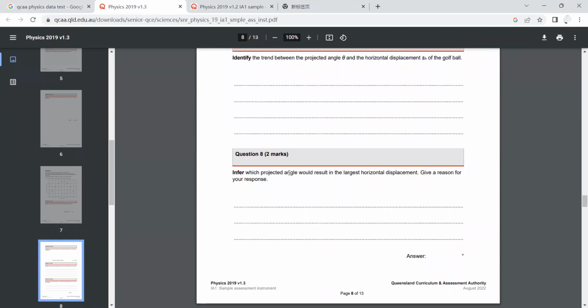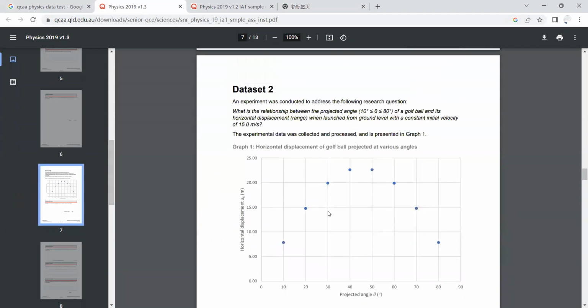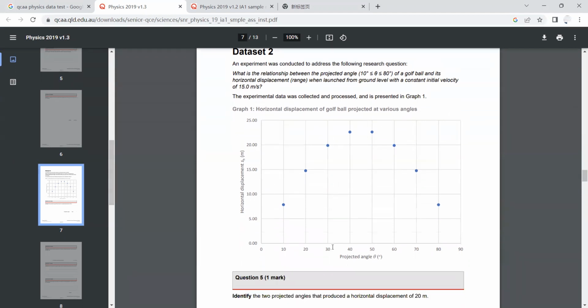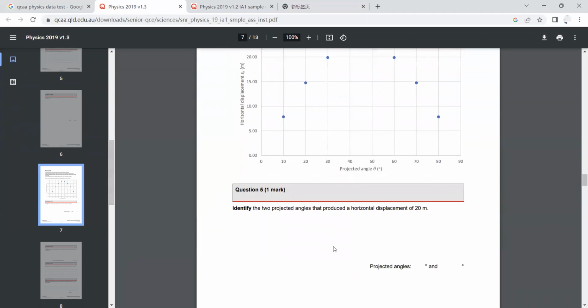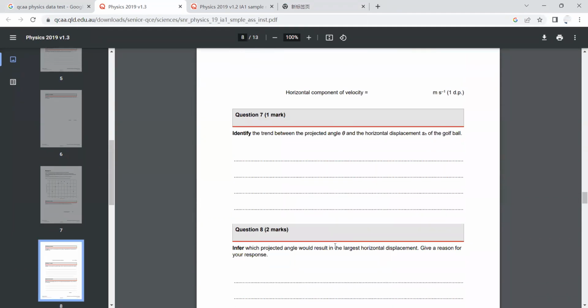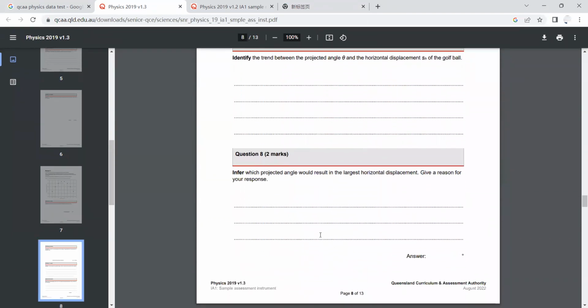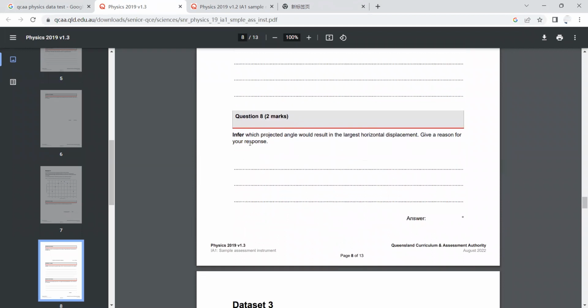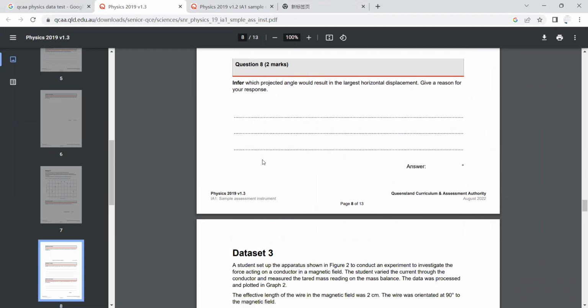Infer which projected angle would result in the largest horizontal displacement. Give a reason for your response. Because the result is symmetric with respect to theta equals 45 degrees, therefore theta equals 45 degrees would give the maximum displacement. Yeah, that's the answer for question 8.